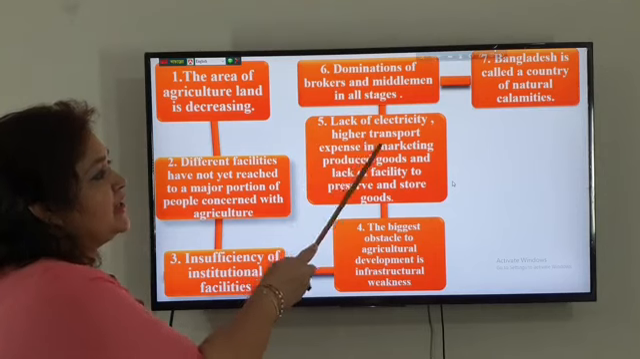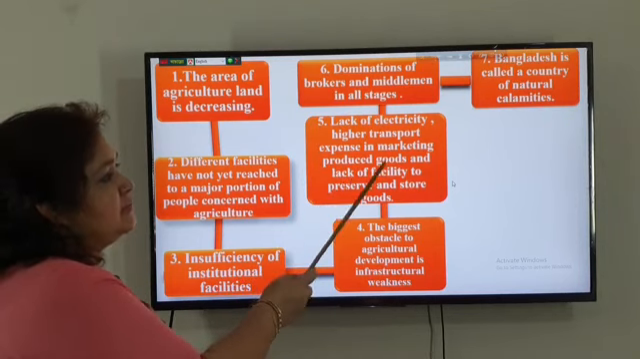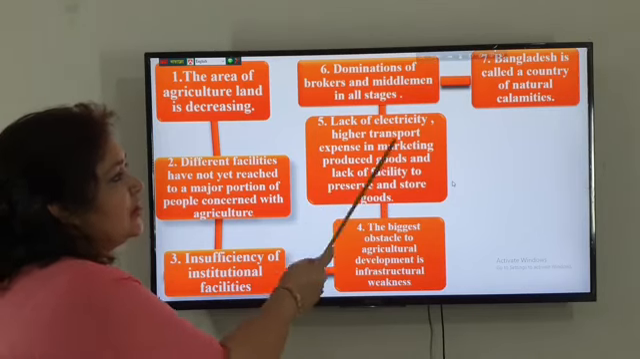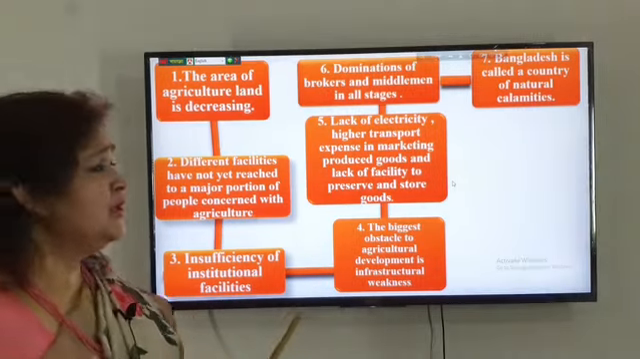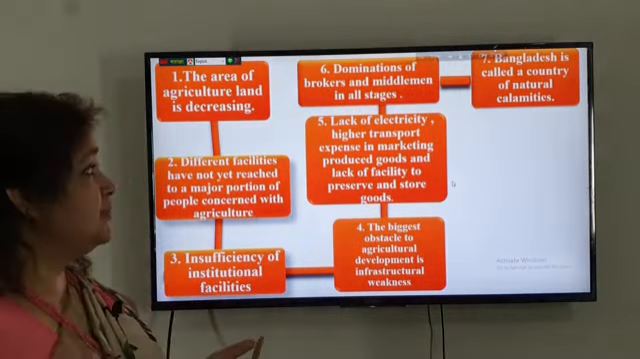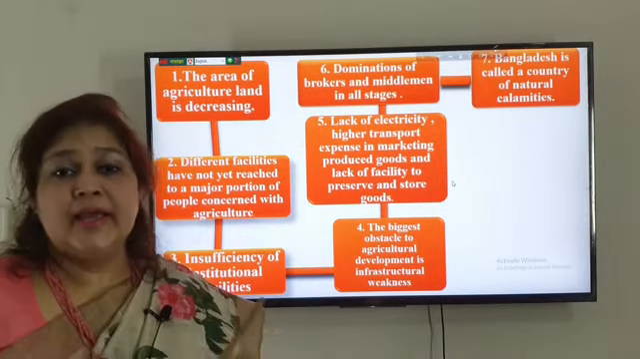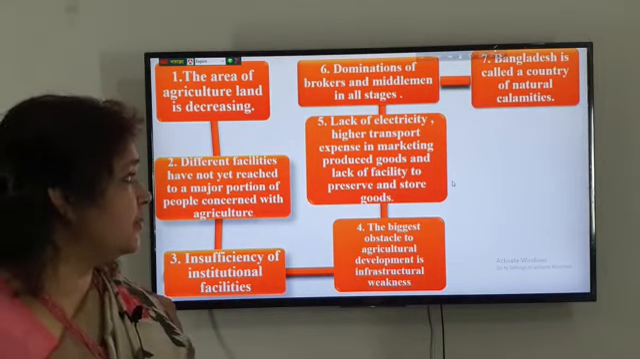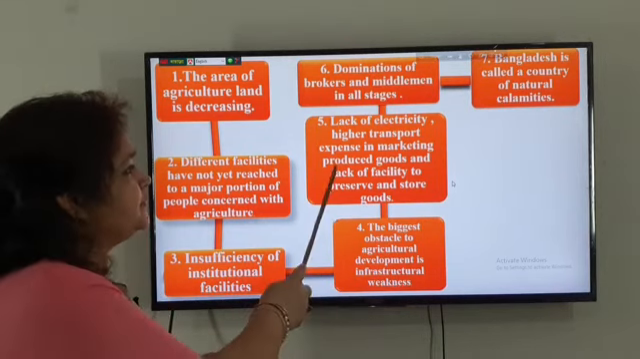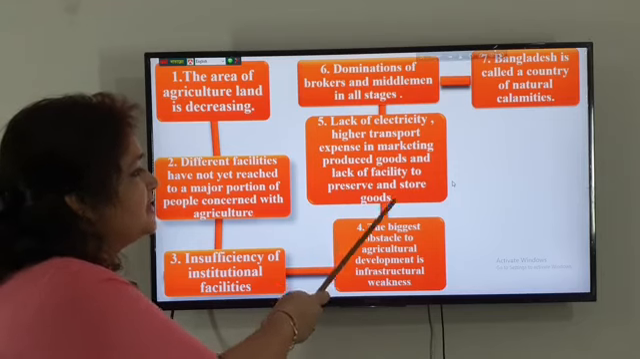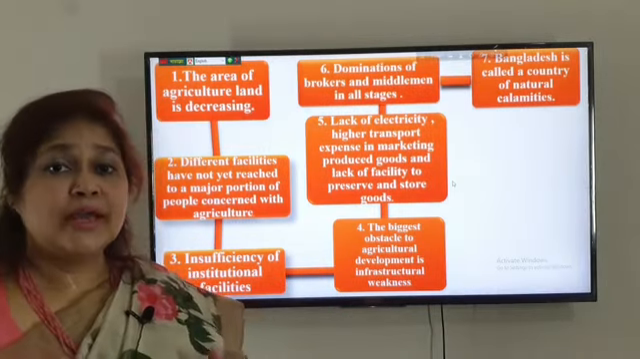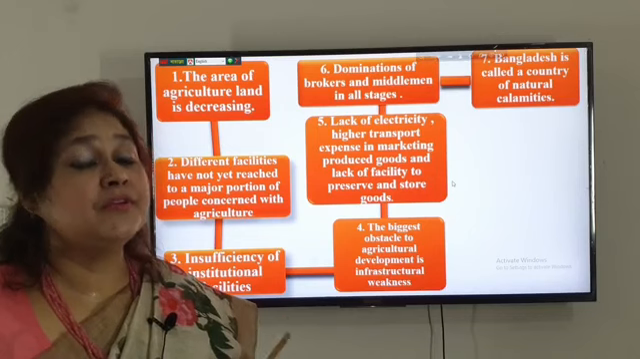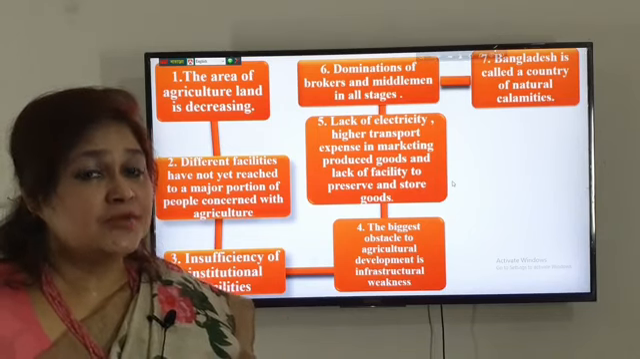Number five, lack of electricity, higher transport expense in marketing produced goods, and lack of facility to preserve and store goods. Lack of electricity: we are not able to produce enough electricity, which is necessary in production and also in the industrial sector, and we face this problem. And another one, lack of facility to preserve and store goods. Actually we do not have a modern preservative system, so we cannot preserve different agricultural production for a long time.